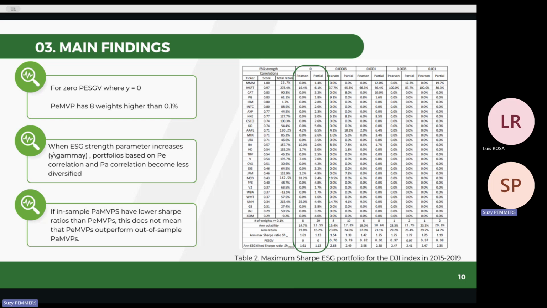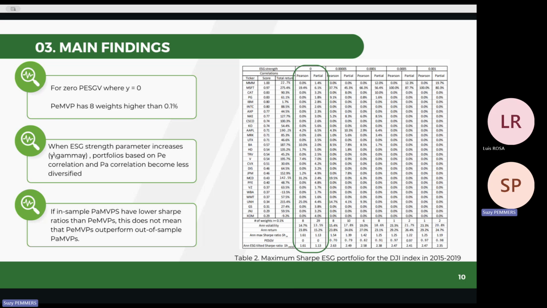After that, while using the partial correlations method, we can see that all the 29 assets have a weight exceeding 0.8%, resulting in better diversification.